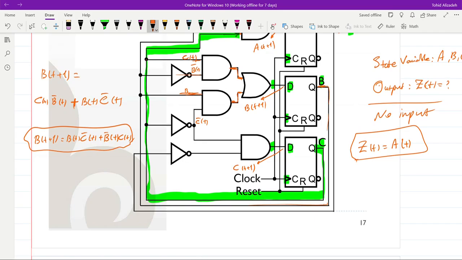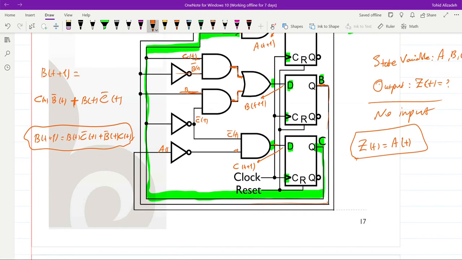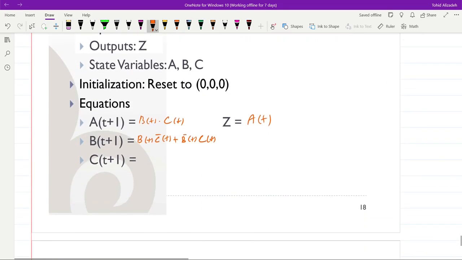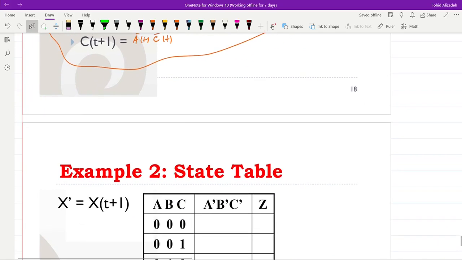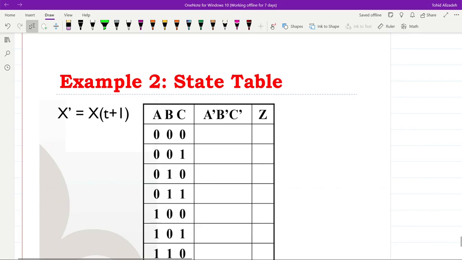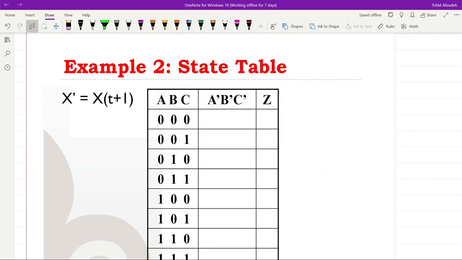And finally for C at t plus 1, we have not C here, and the second input to the AND comes from A. So here we have A, therefore not A. For C at t plus 1, we have not A and not C. And in this way, we have obtained all the expressions for the output and also for the next states. And now we can fill the state table.